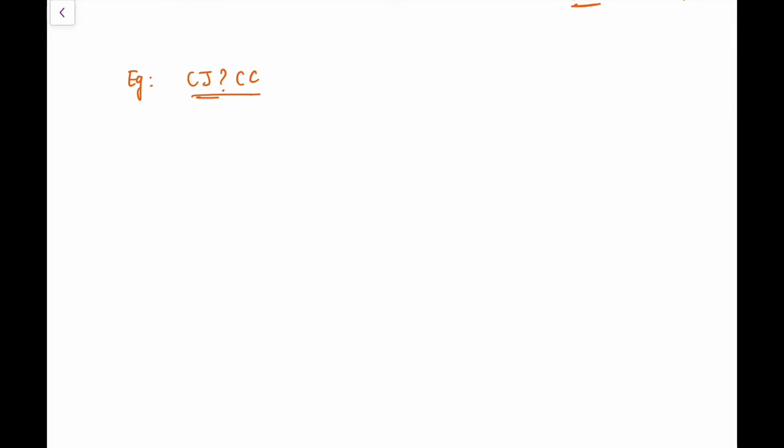So I have this example, and let's see what happens if I replace the question mark with either C or J. Let's see, replace with C, what will happen? C, J, C, C, C. Replace with J, what will happen? C, J, J, C, C. So here I can see that if I replace the question mark with C, an occurrence of JC occurs, right? And similarly, if I replace the question mark with J, the occurrence of JC occurs, right?